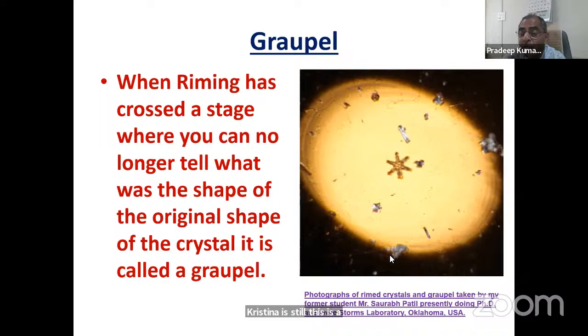Okay. So here you can say this is a rimed crystal, but here you can no longer say what is the shape of the original crystal. Then you say it is a graupel. Okay. And then extreme growth of a graupel is hail.